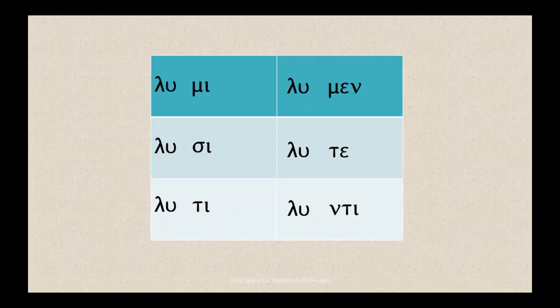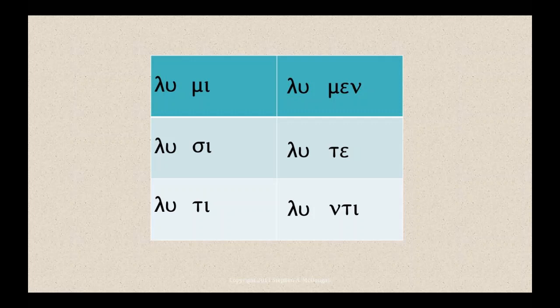So let's build the forms and we'll look at how to put these things together. So this is just going on the bottom of your chart. So we have the primary tense endings for active, middle, and passive. So we're just going to work with those and form our verbs.